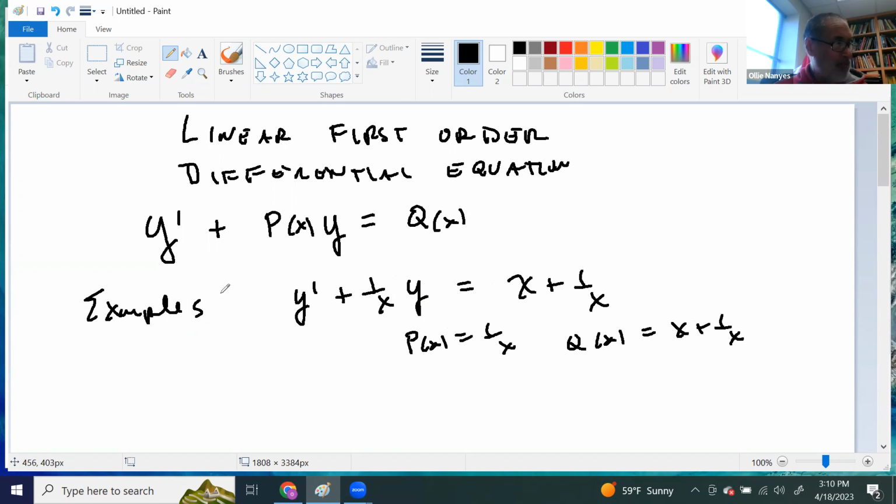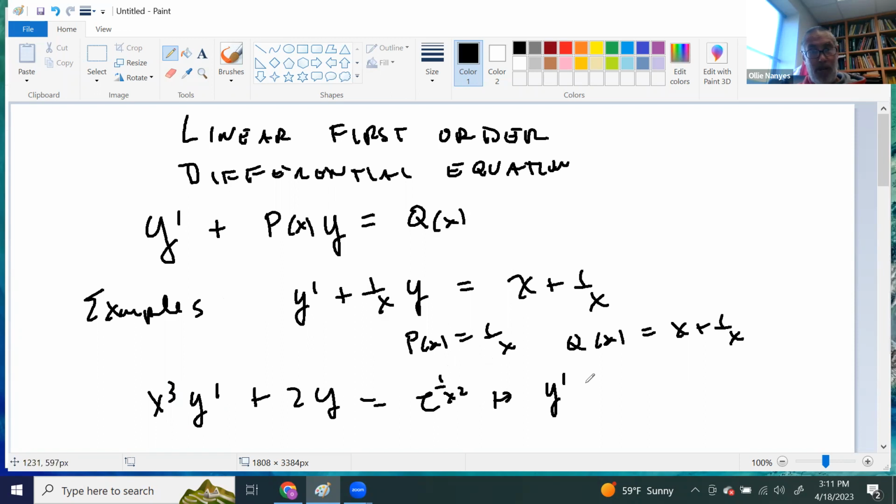You might have something that looks like this. Initially, this might not look the same. This is a 1 over x squared. This is not exactly in this form, but if you divide through by x cubed, which means you have to take x equals 0 out of the domain, you'll get y prime plus 2 over x cubed y equals 1 over x cubed e to the 1 over x squared.